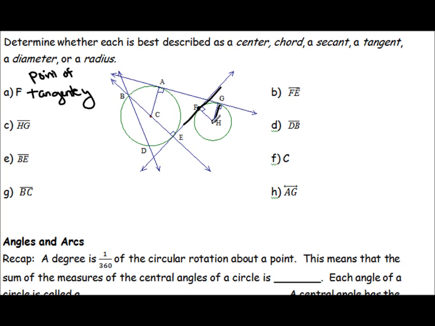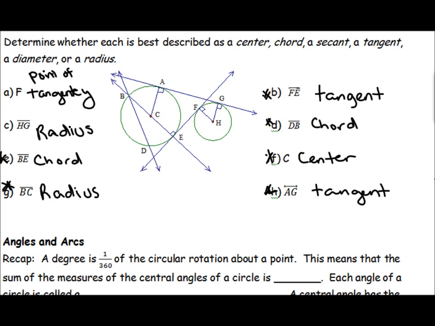HG is a center point to the end point on a circle. It's called a radius. Okay, so go ahead and pause the video and try the rest of E through H. Okay, and these are the vocabulary words that you should have put for each letter.